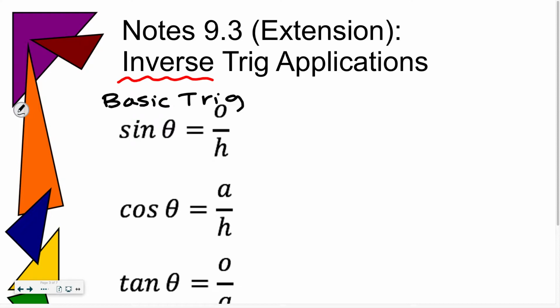Sine, cosine, tangent. And we know SOHCAHTOA: opposite over hypotenuse, adjacent over hypotenuse, opposite over adjacent. Okay. And with basic trig, you put in an angle and you get a ratio.